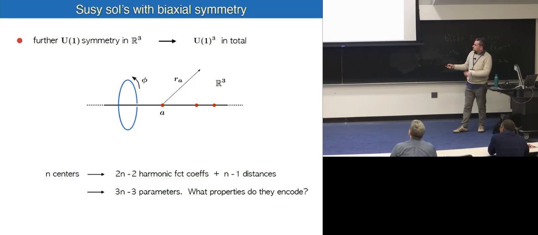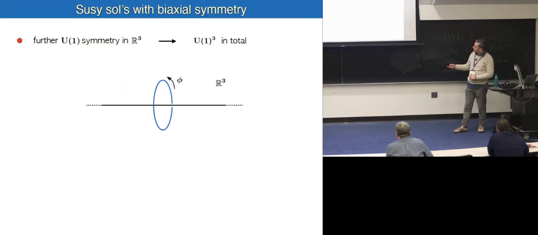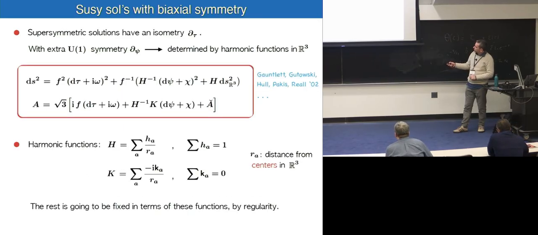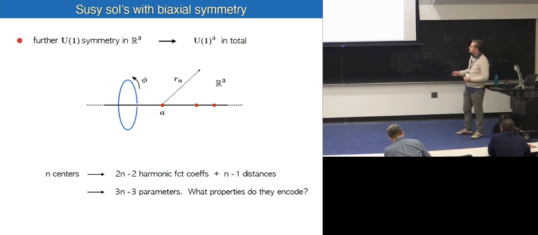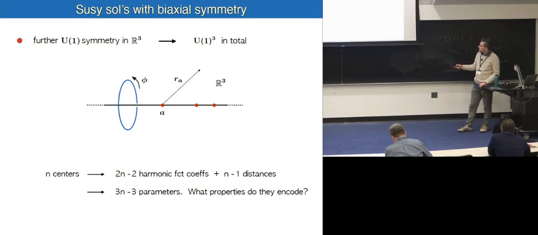In this, there are a number of parameters, as you have seen. We have 2n minus 2 harmonic function coefficients, these coefficients here, h and k, with the constraint. And then there are also the distances between the different centers that are n minus 1. So in principle, we have 3n minus 3 parameters, but then some of the parameters will be fixed by either regularity or by some equations that are called bubble equations.